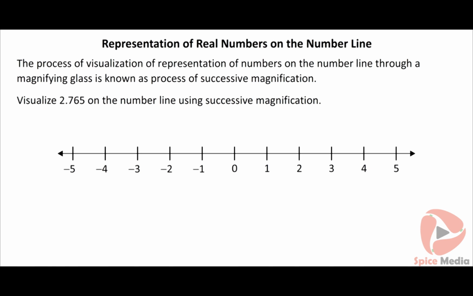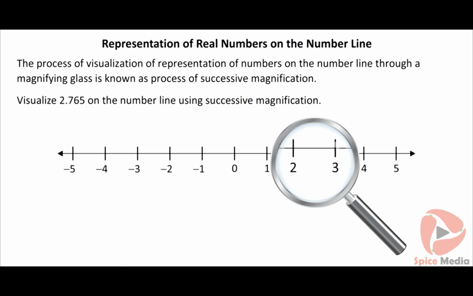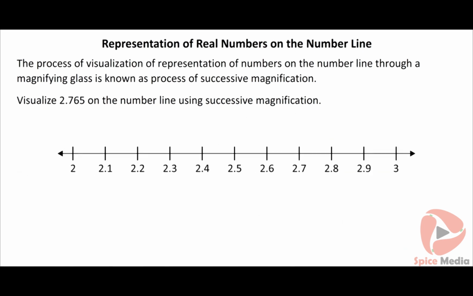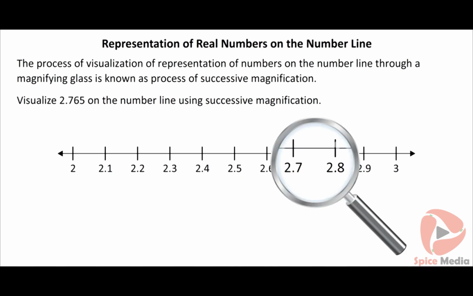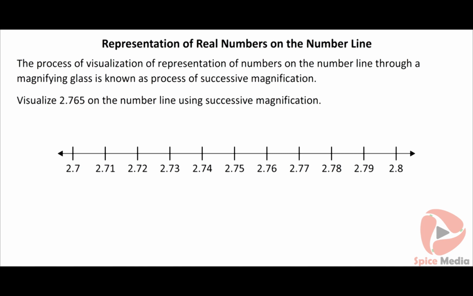We know that 2.765 lies between 2 and 3. Let us look closely at the portion of the number line between 2 and 3. Divide the portion between 2 and 3 into 10 equal parts as shown. Now, 2.765 lies between 2.7 and 2.8. Now, let us look closely at the portion between 2.7 and 2.8. Again, divide the portion between 2.7 and 2.8 into 10 equal parts.